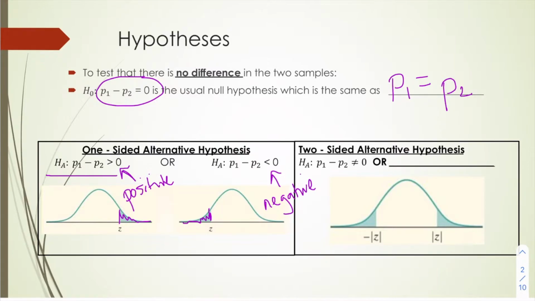The other possibility is that we have a two-sided alternative hypothesis, which means P1 minus P2 just doesn't equal 0. So it could either be positive values or negative values, which is the same thing as just P1 just doesn't equal P2.